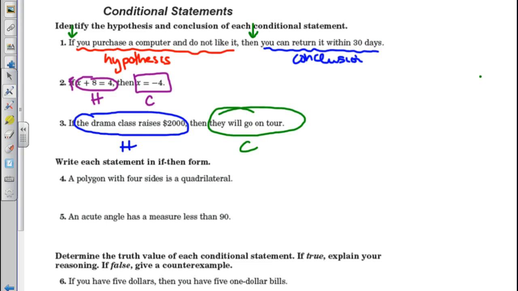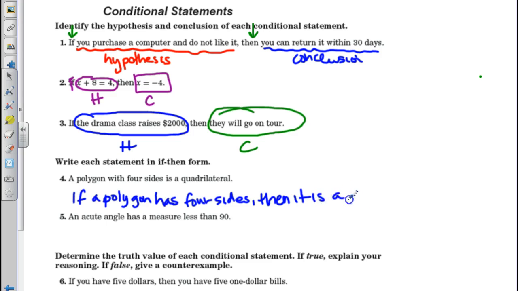We want to write the statement in if-then form. So we have a statement. We want to make it a conditional. So a polygon with 4 sides is a quadrilateral. So we want to say if a polygon has 4 sides, and what do you think the then would be? Yeah, good job. Then it is a quadrilateral. All right, pause the video and you can work the next one.